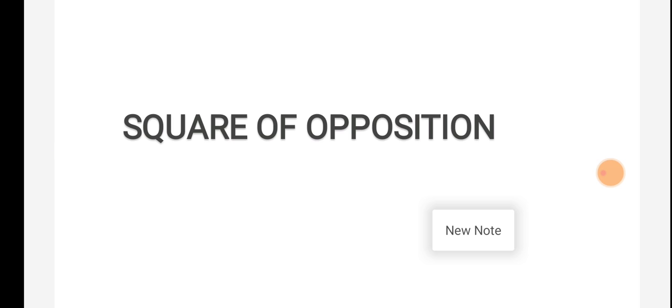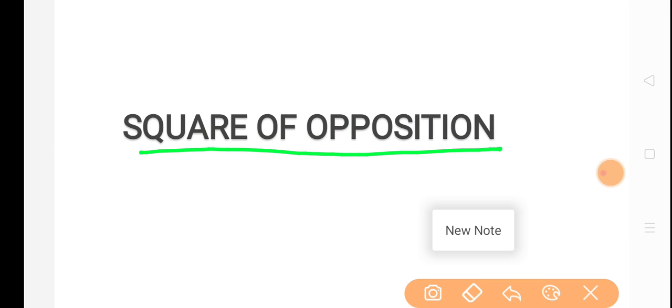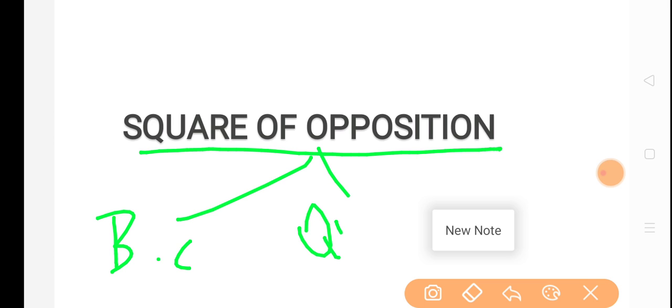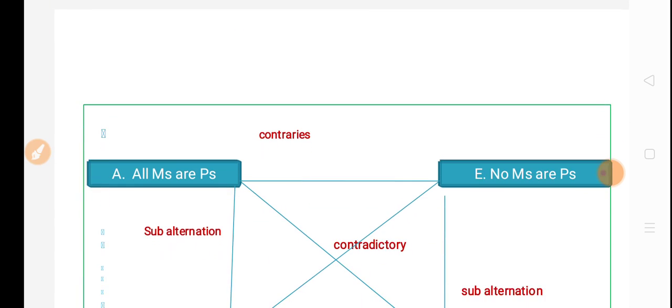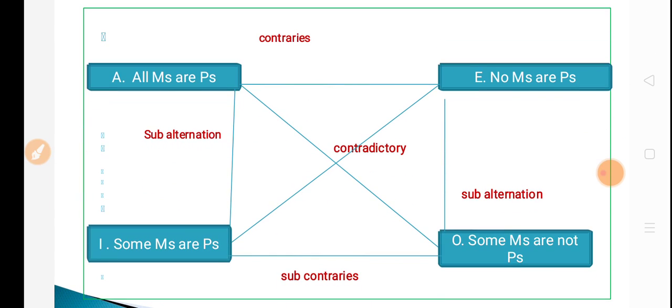Here I am dividing the square of opposition into two parts, that is basic concept and questions on square of opposition. We can easily understand the basic concept of square of opposition through a picture. Now you can see the picture.